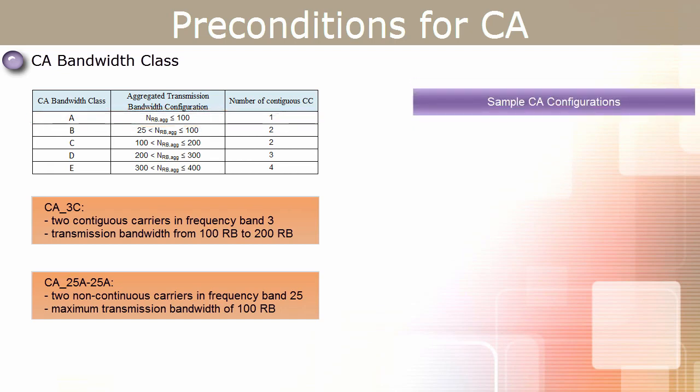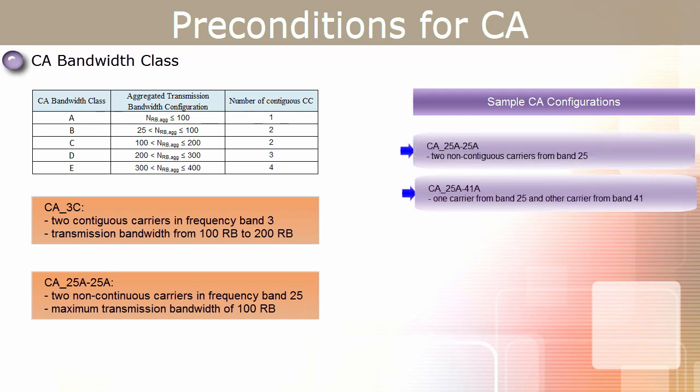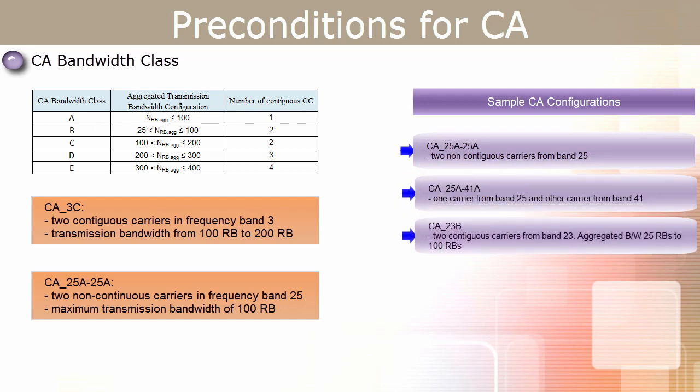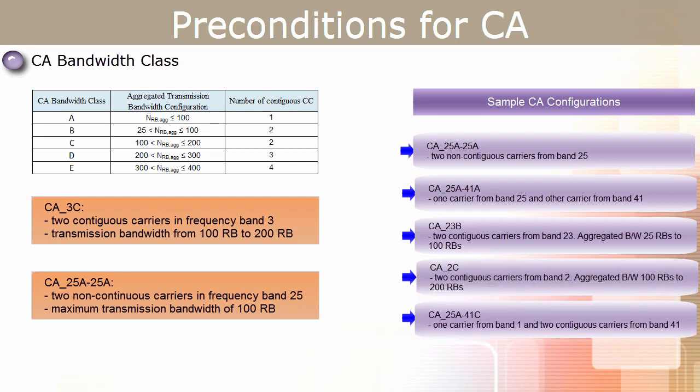Few sample valid CA configurations could be: it means two non-contiguous carriers from band 25. It means one carrier from band 25 and other carrier from band 41. It means two contiguous carriers from band 23. Aggregated bandwidth between 25 resource blocks to 100 resource blocks. Two contiguous carriers from band 2. Aggregate bandwidth between 100 resource blocks to 200 resource blocks. One carrier from band 1 and two contiguous carriers from band 41.